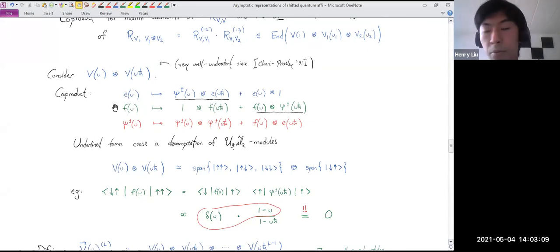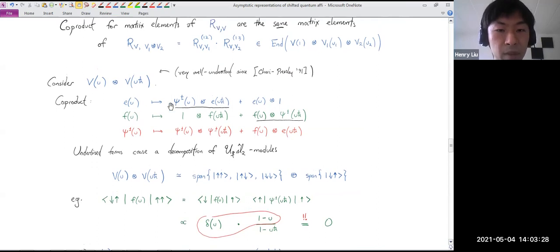Here is maybe a suitable place to say that there's actually no known formula for the coproduct in terms of the Drinfeld presentation which I've stated for the quantum group. So it's nice that here we have some fairly straightforward formulas, but you shouldn't expect it to be this nice in general.